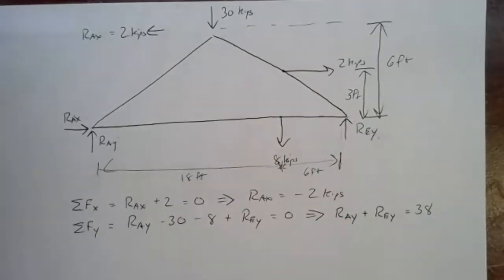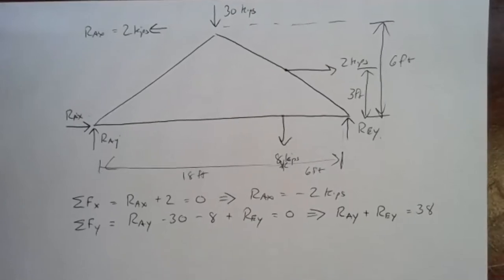That's what we'll end up with: RAY plus REY, the 2 forces pushing up, has to equal a total of the force pushing down. So 30 kips down. 38 kips down, excuse me. But unfortunately, we have too many missing pieces there. We can't go and solve for that just yet.